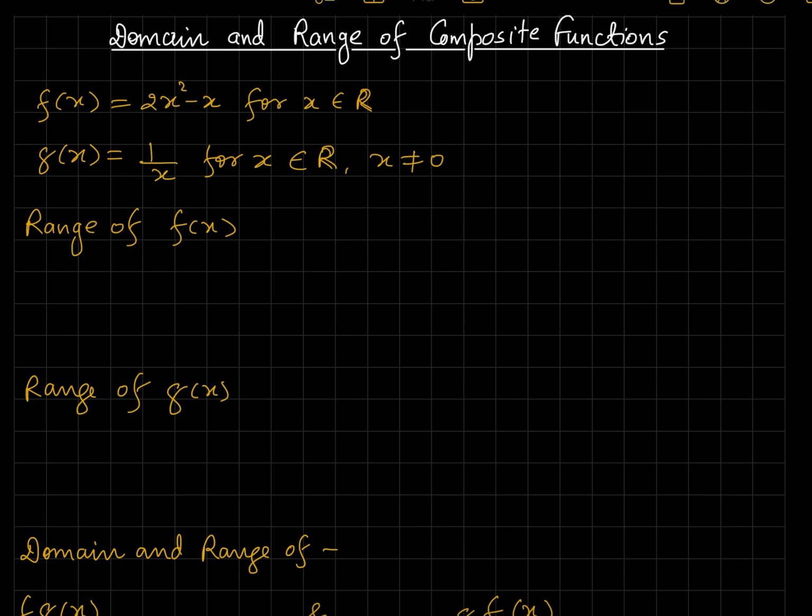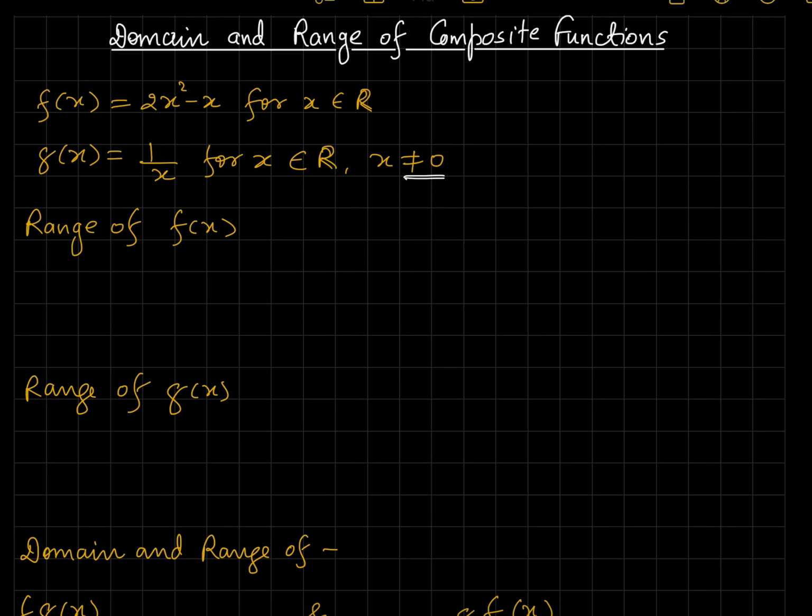So this is a 1 over x function. Restriction is x not equal to 0. All the values other than 0 are included. Okay, let us find out first the range of f(x). For the range of f(x), x belongs to real numbers, meaning it is taking all the real values, right? So how can we find its range?